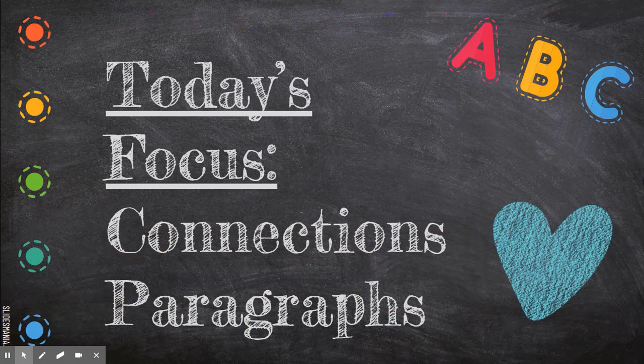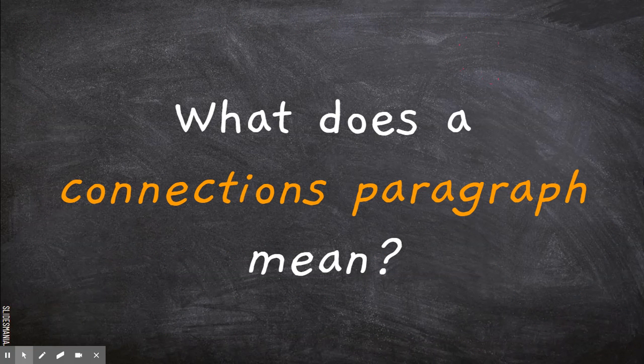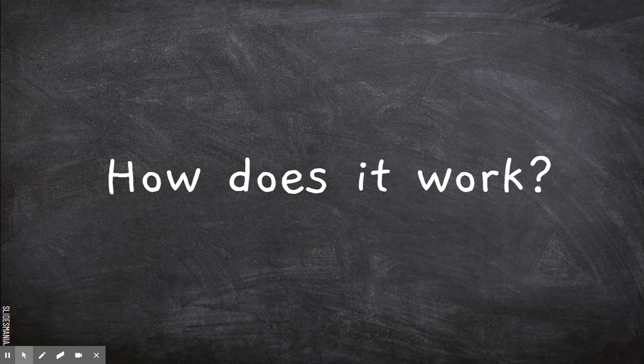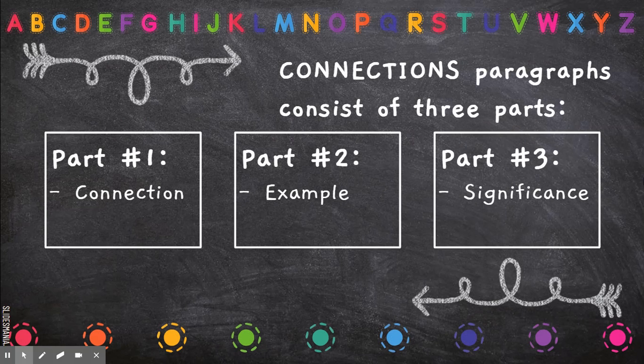First up, let's look at the connections paragraph. What does that mean exactly, connections paragraph? A connections paragraph relates the ideas in your thesis to yourself and/or to the real world. How does it work? The connections paragraph has three parts: the connection, an example, and the significance. Those three parts, pretty similar to claim, evidence, reasoning.